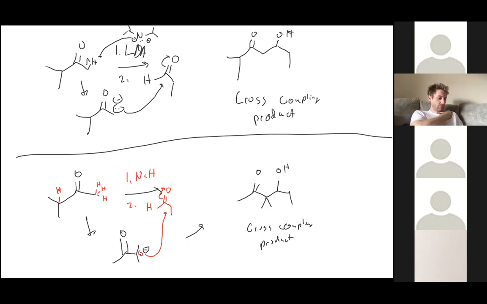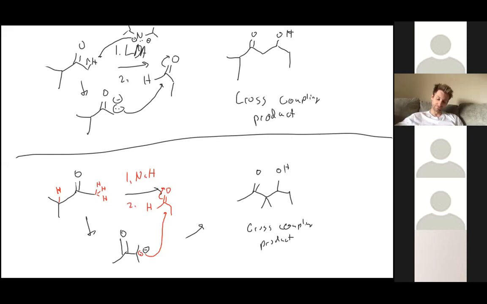Okay, we're going to move on from the aldol, talk a little bit about the Claisen condensation, which is a little bit more straightforward. The Claisen condensation is going to involve esters. There is still a cross Claisen, which will give us 4 products again, but we can talk through that in a minute.